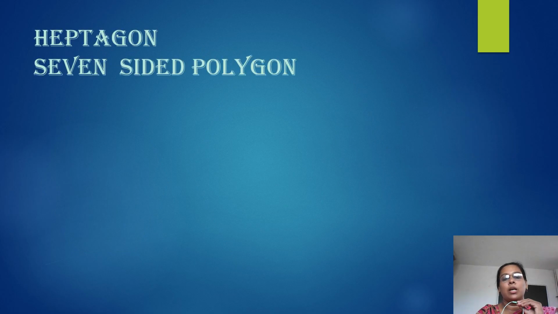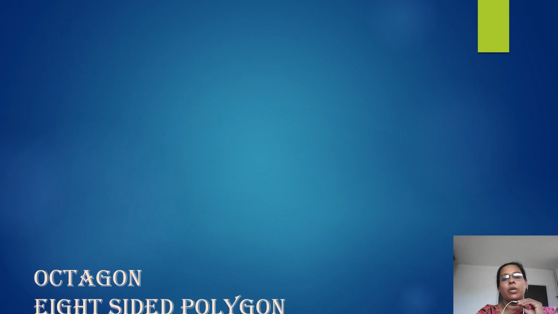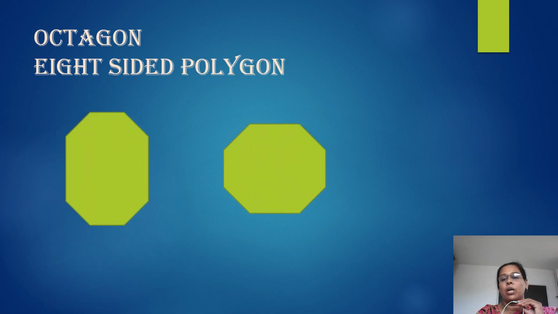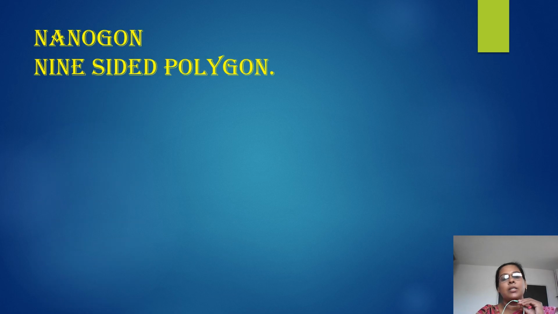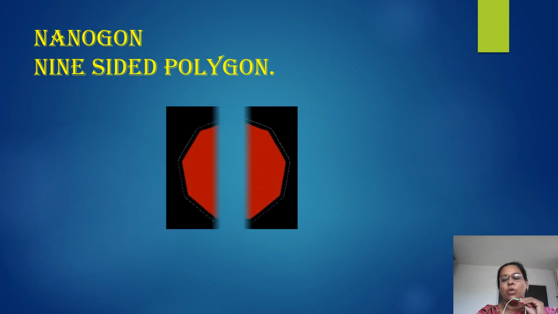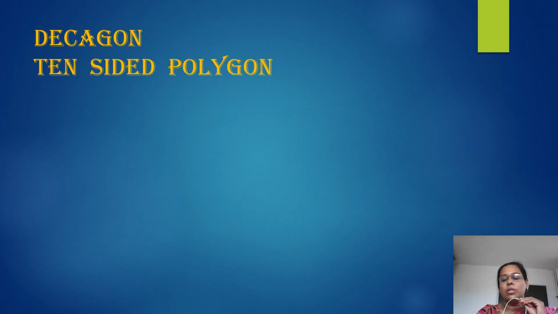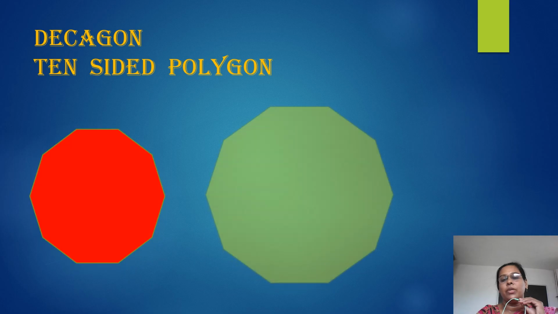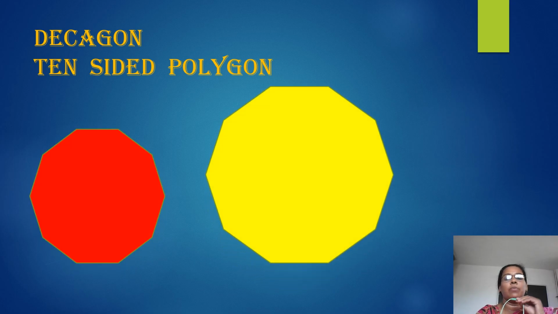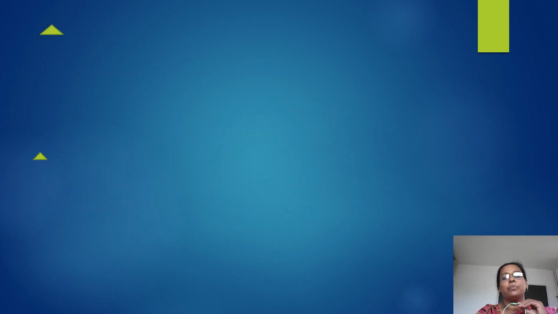7-sided polygons are called heptagons, and 8-sided polygons are called octagons. 9-sided polygons, nonagons, and lastly 10-sided polygons are called decagons. See the figure. In this way classification of polygons is given. Up to 10 sides names are given. 11 and 12-sided polygons are also available, but up to 10, specific names are given in this video.